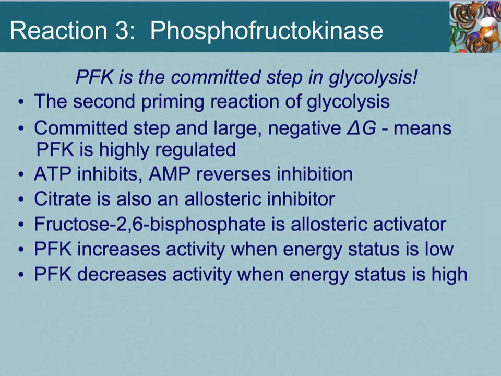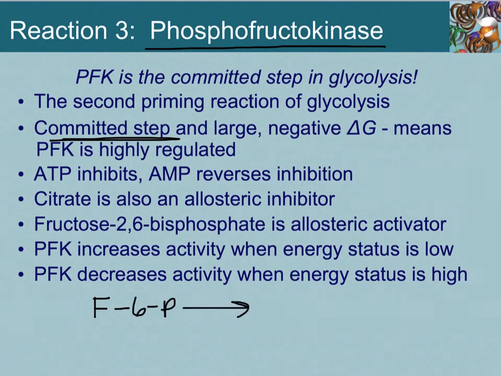In reaction 3 of glycolysis, we're going to have a second phosphorylation reaction. Okay, and this is going to be catalyzed by phosphofructokinase. This is going to be the committed step of glycolysis, where we're going to have fructose 6-phosphate, and we're going to convert it to fructose 1,6-bisphosphate.